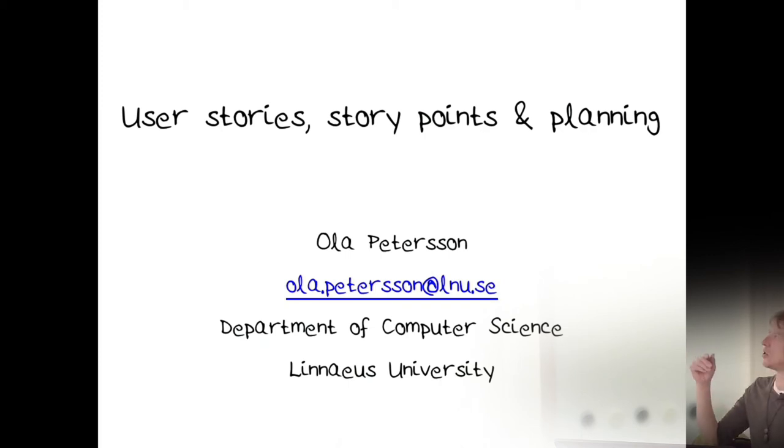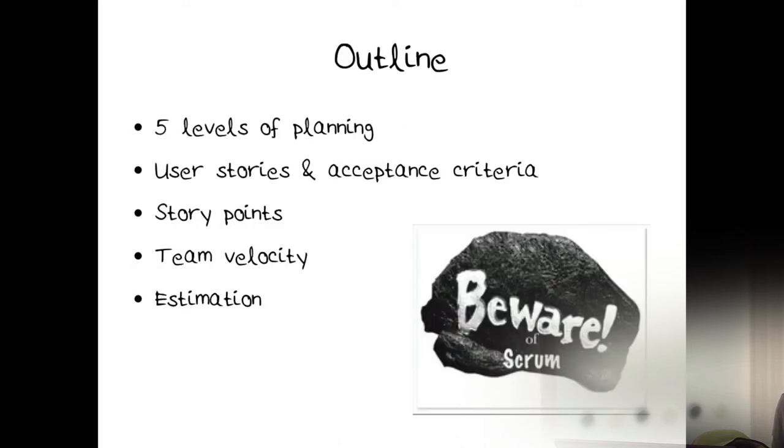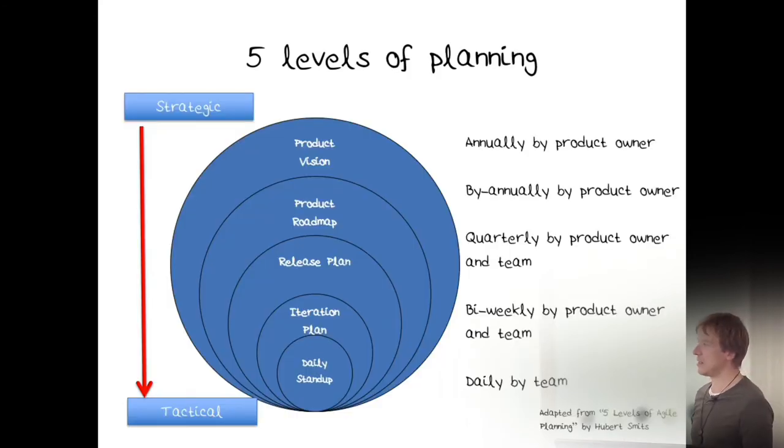So now we're going to go into user stories, story points, and planning, which is kind of the gist of Scrum to some extent. So there are really 5 levels of planning that we're doing. We're going to look into those. We're going to talk about user stories and acceptance criteria, story points, team velocity, and estimation.